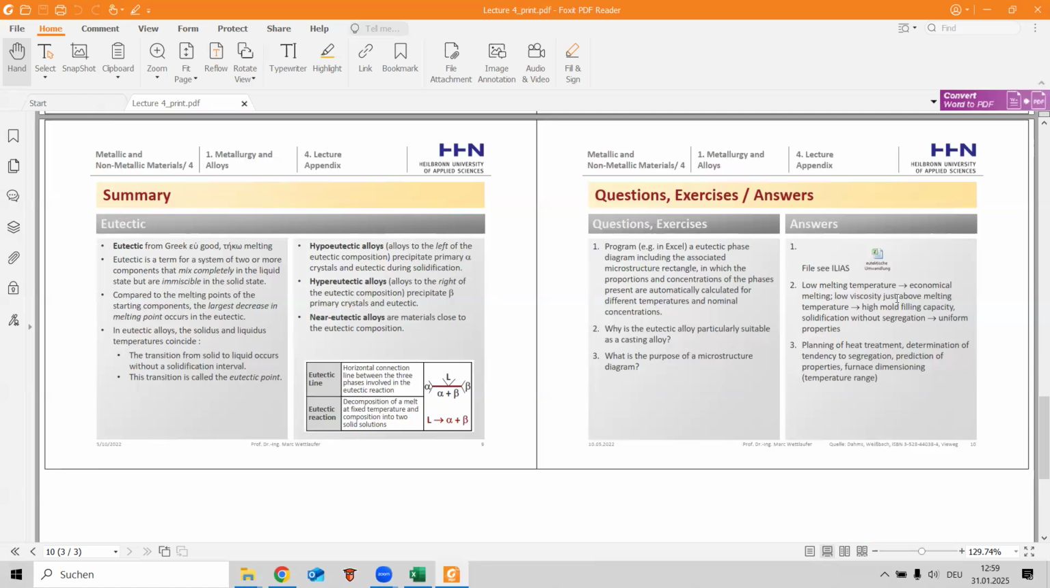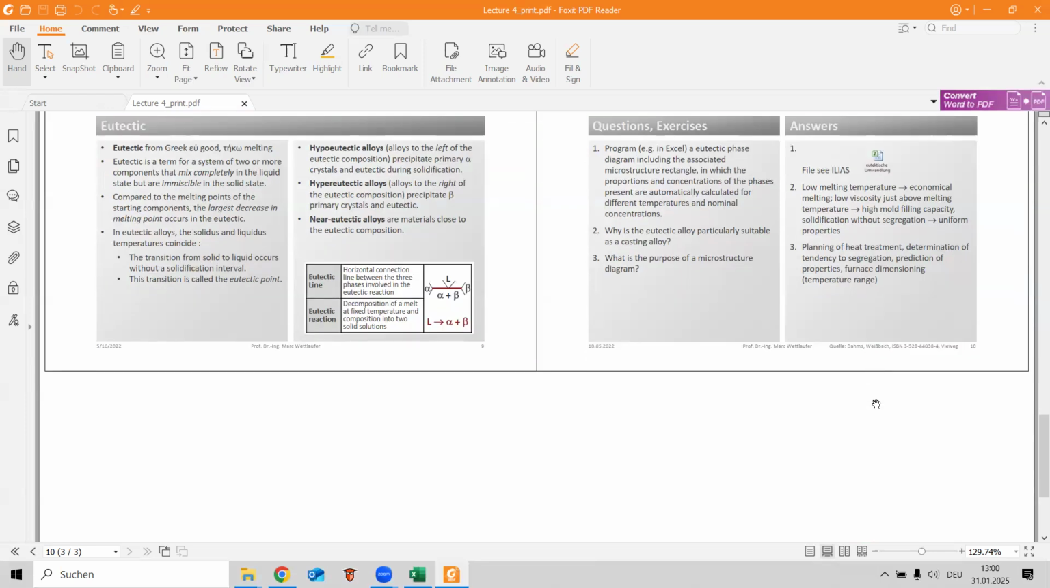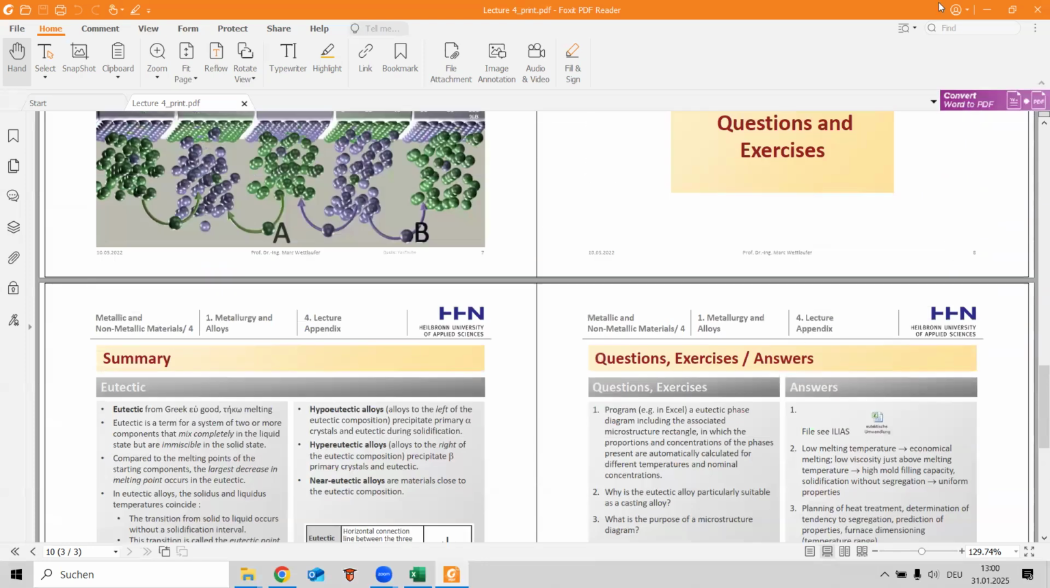So: low melting temperature, economical melting, low viscosity just above melting temperature, high melt filling capacity, solidification without segregation, and uniform properties. What is the purpose of a microstructure diagram? Planning a heat treatment, determination of tendency to segregation, prediction of furnace dimensioning, temperature range.